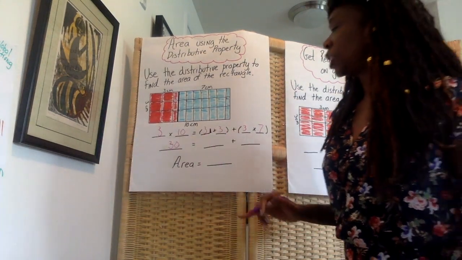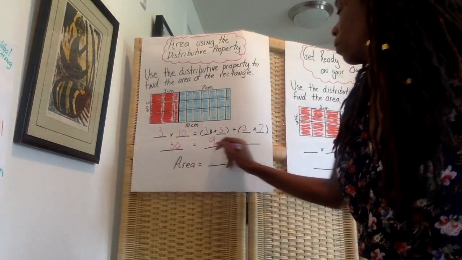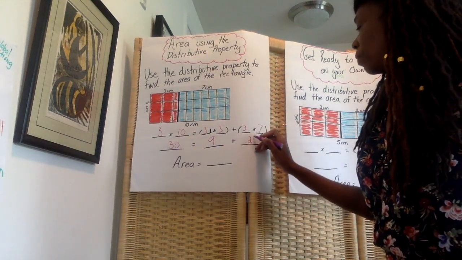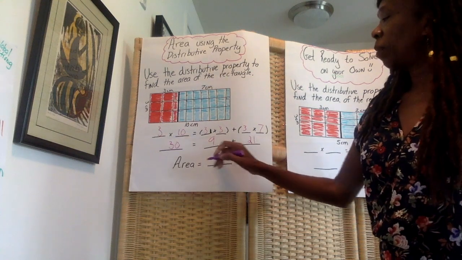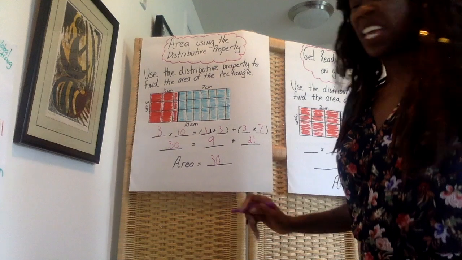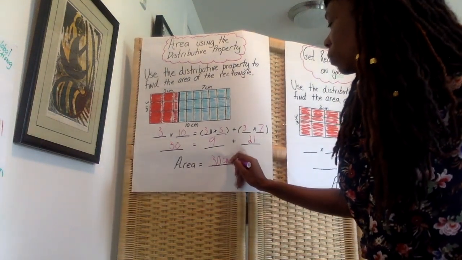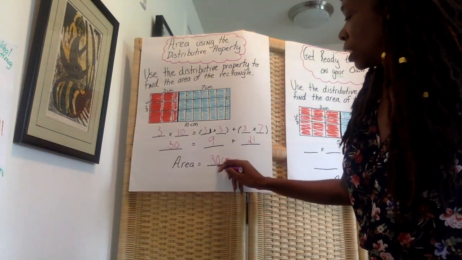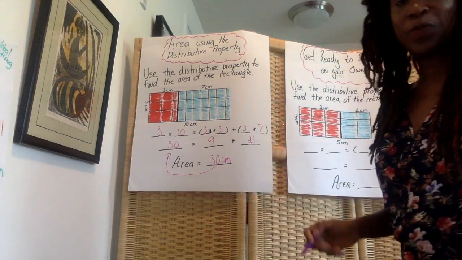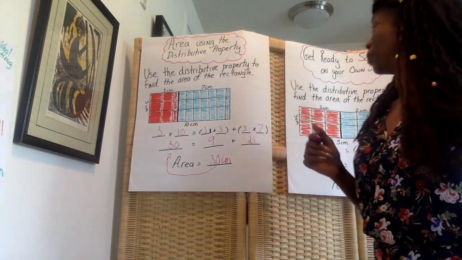Let's multiply these two numbers. 3 times 3 is 9, and 3 times 7 is 21. 21 plus 9 is 30. Do we end by just saying 30? No, 30 centimeters. You want to know, does this number match this number? And it does. That's how you know you have the answer correct.